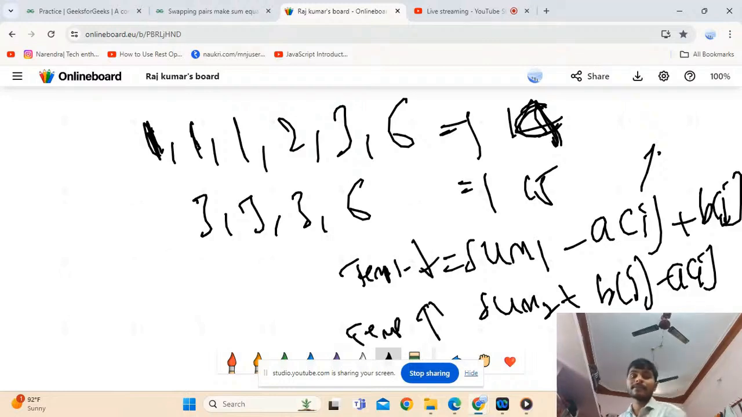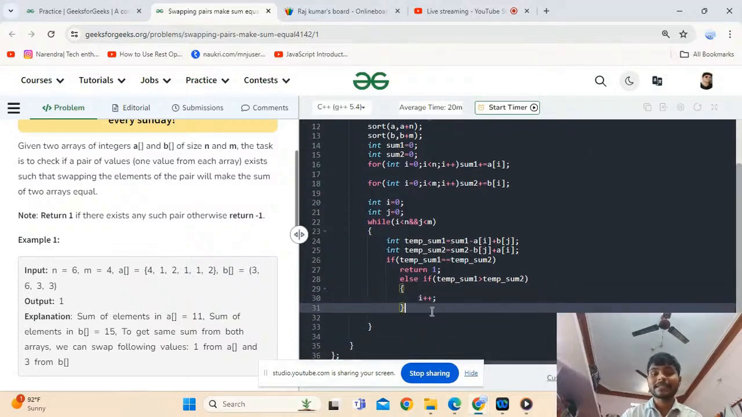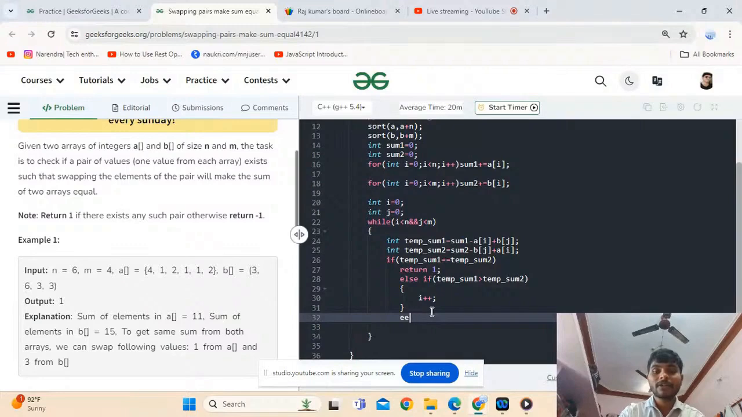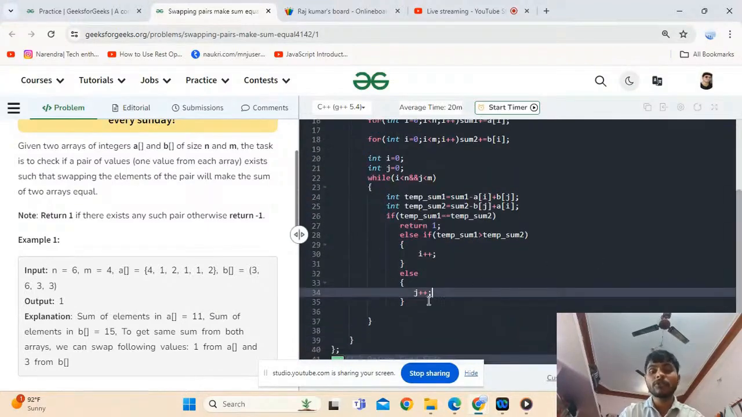Here I have to increase this value. Else case is temporary sum 1 is lesser than temporary sum 2, so we have to make temporary sum 2 lesser. So we have to decrease more value here, and we have to increase the sum 1 value, so I have to do j plus plus. Guys, take test cases and observe this, so you will understand better.